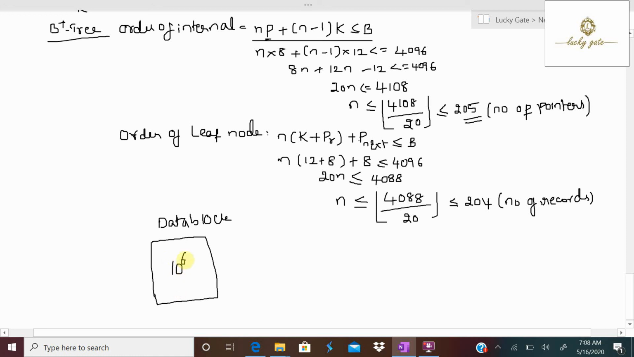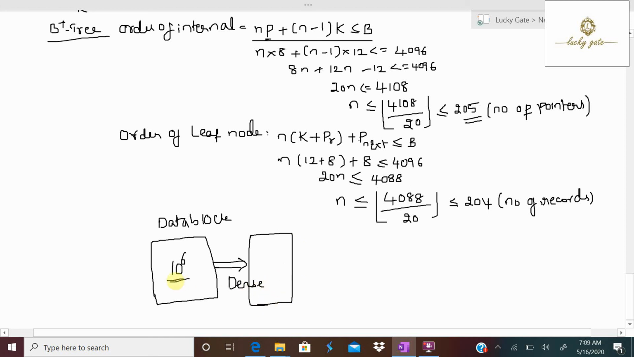Because each record is stored in one disk block, by default there are 10 to the power of 6 disk blocks in the data file. Over this, if I am creating an index, because we have 10 to the power of 6 disk blocks, we have to create a dense index over the database. Now what is a dense index? A dense index contains an index record for each key value.